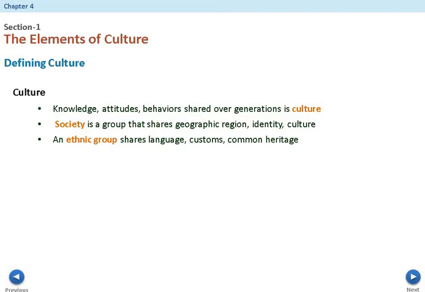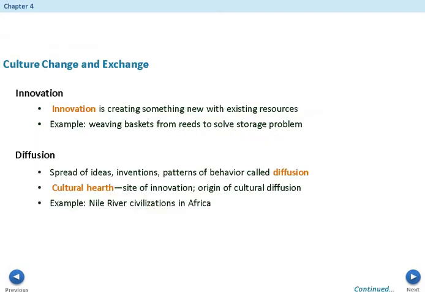A little bit different than an ethnic group. An ethnic group shares language, customs, and common heritage. Now, one thing to understand is that just because you speak the same language doesn't mean that you're part of the same ethnic group. For example, there are many people throughout Central and South America that speak Spanish. They're not considered to be part of their ethnic group just because they share the same language. But when you start adding in different customs and different heritages, that's where you start seeing ethnic groups starting to emerge. So those three terms, very important, very different.